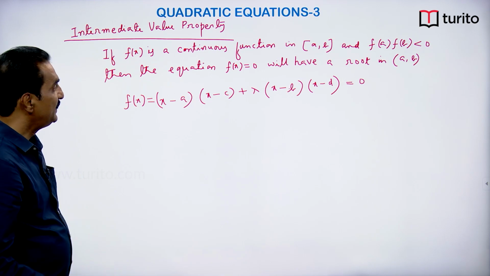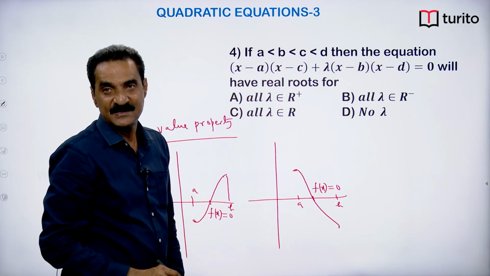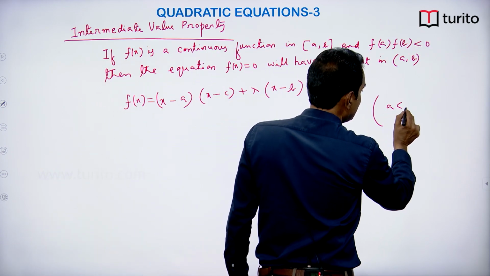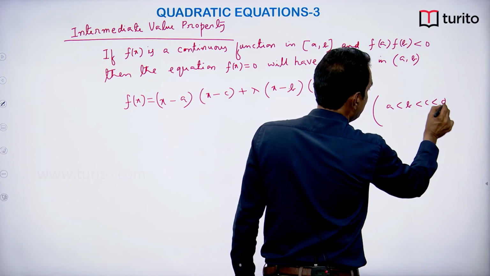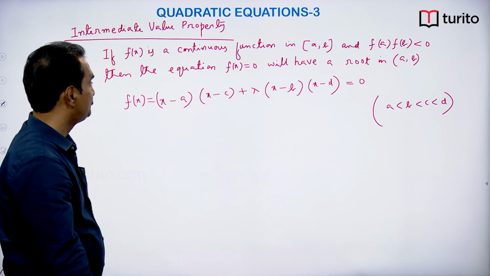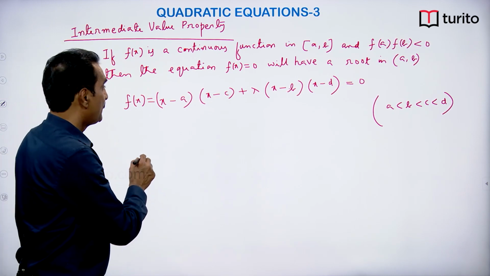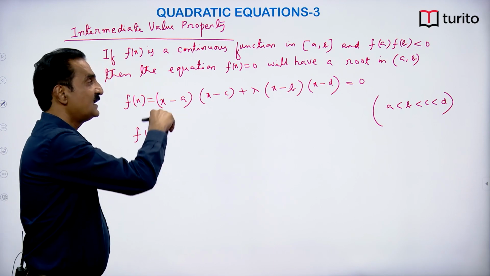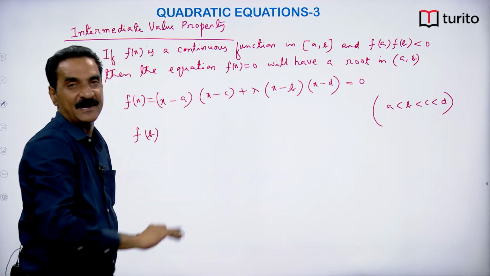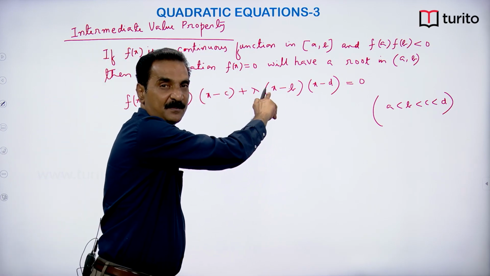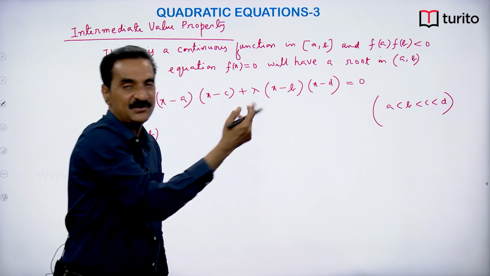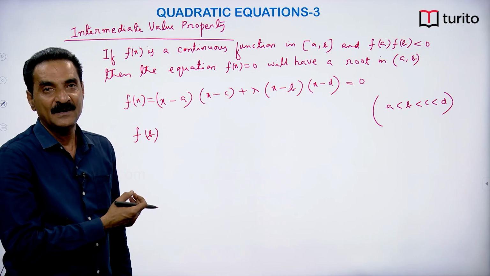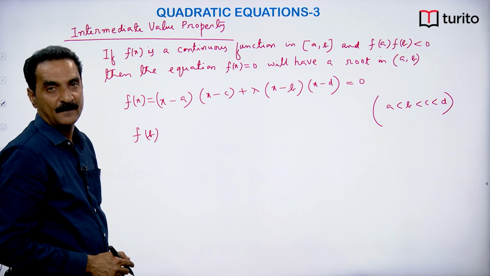And a condition is given on a, b, c, d: a is less than b less than c less than d. Let us write that condition. Now, I substitute x is equal to b, because for b lambda will be eliminated, since you get 0. Substituting b minus b is 0, and 0 into lambda will be 0. So, I am going to eliminate lambda and get the sign of f of x. So, I have substituted x is equal to b.